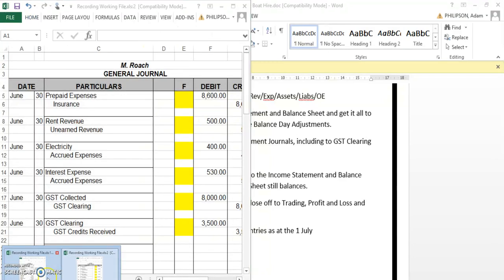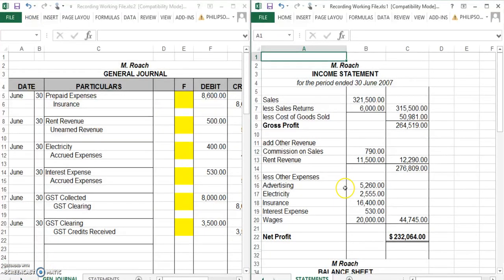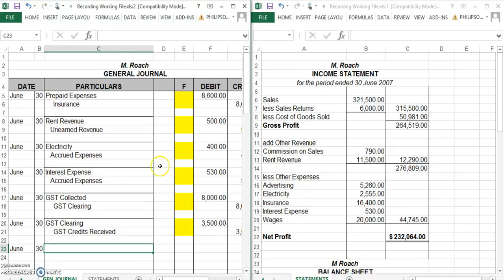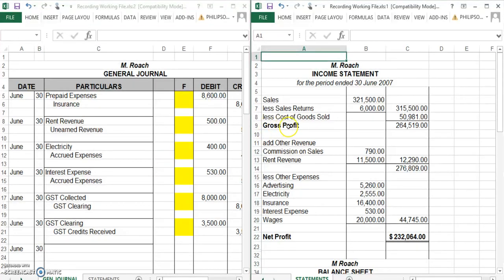So let's get cracking. Right, so first things first, we need to close off to trading. The trading account is this section here for a trading business that calculates our gross profit. This here is our trading account.